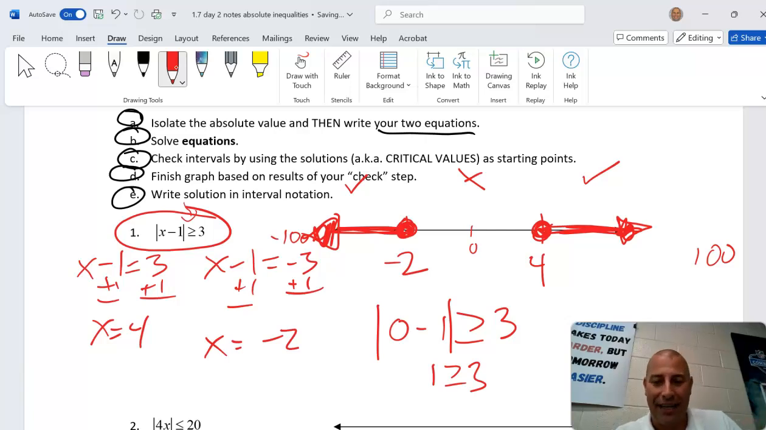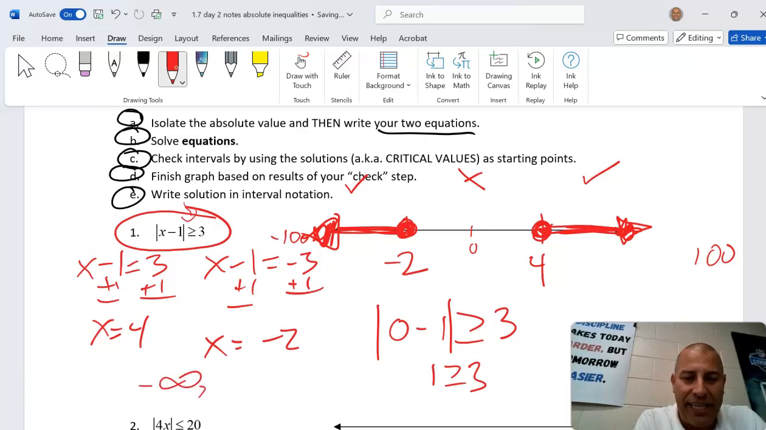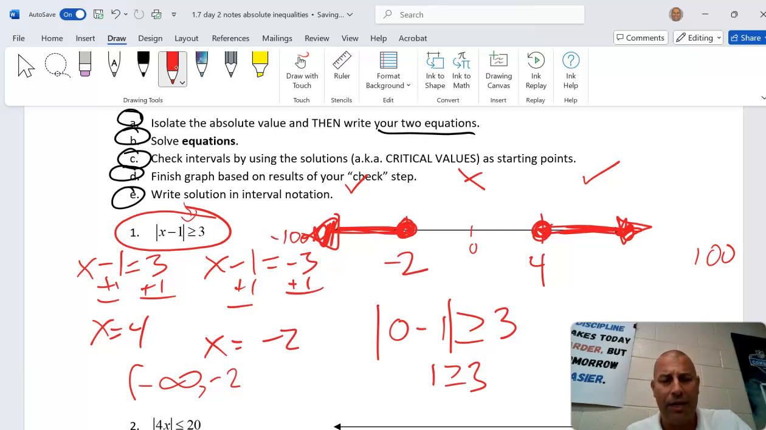Now we're going to write it in interval notation. So remember, interval notation, we start with the smallest number, and then we work our way across to the largest number, so left to right. So I've got a negative infinity that's going to -2. Can't land on it, so you get parentheses.